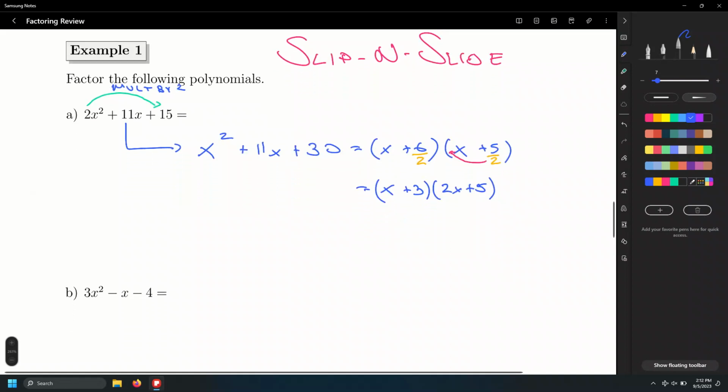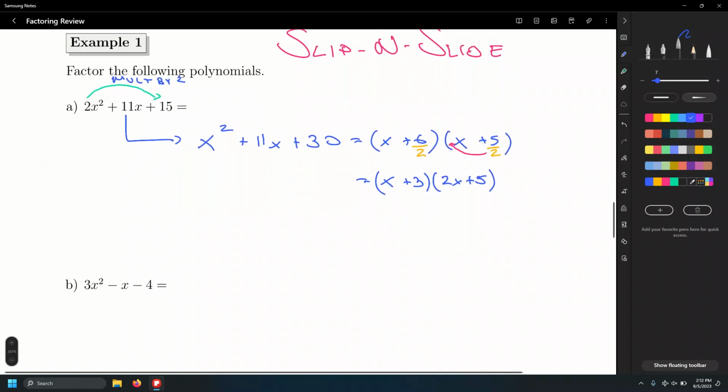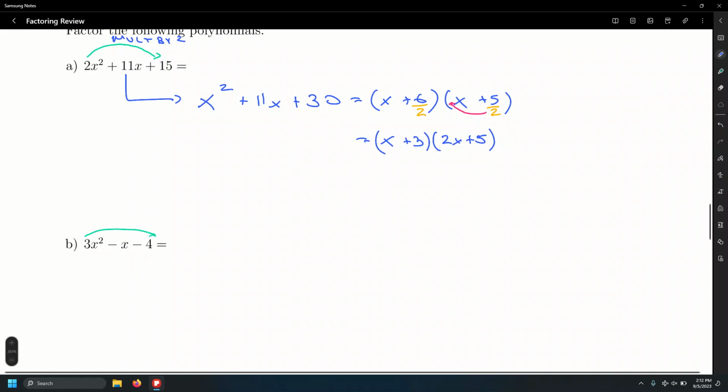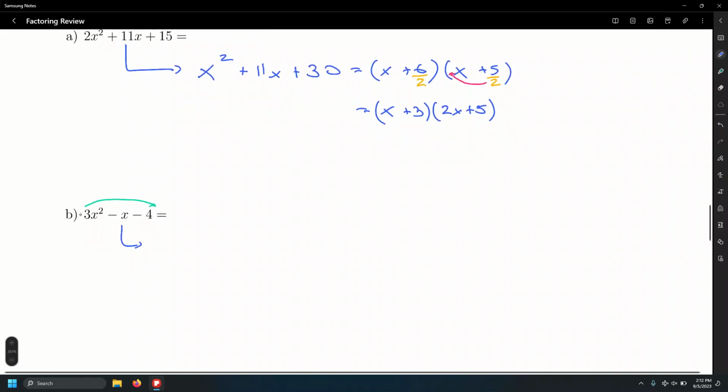All right, let's do the same for the slip and slide method for letter B. Again, let's multiply 3 times negative 4. That's going to leave us with a negative 12. However, the 3 disappears for a second. Minus x, and the negative 4 becomes a negative 12, right?